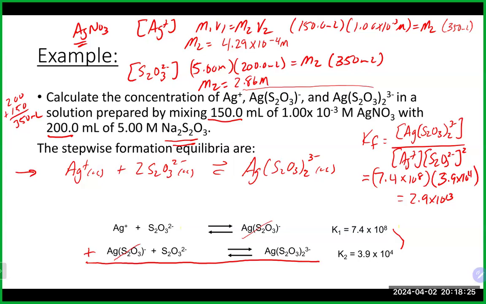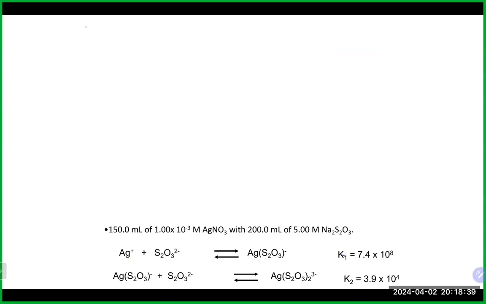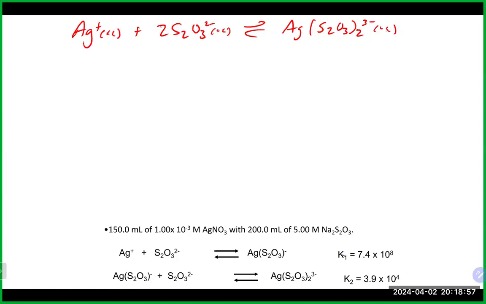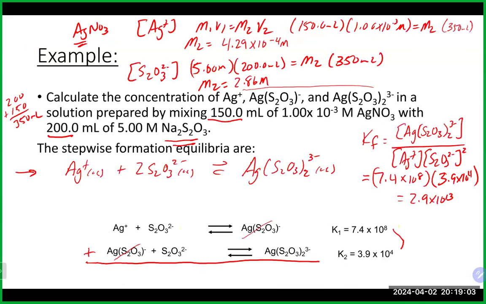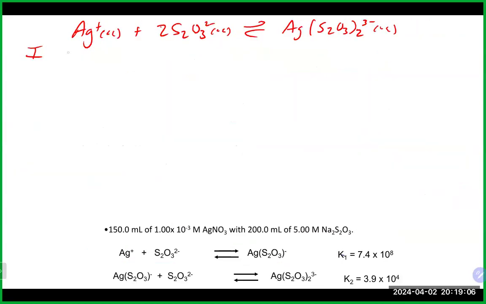All right, so since I'm looking for everybody's concentration, I'm going to start with the overall reaction and see where we end up. So I'm going to go to the next page here and start with that overall reaction. We again had silver plus a couple of these guys here, and that gave us our silver complex with a couple of these guys here. All right, so using our concentrations that we just calculated on the previous page, our silver was 4.29 times 10 to the minus 4.